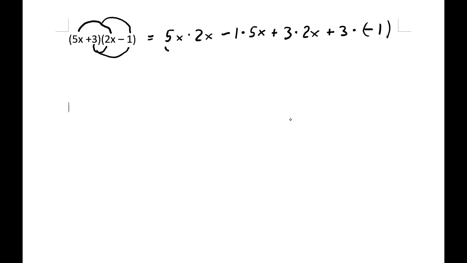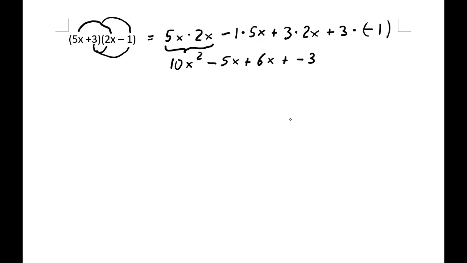So what is 5x times 2x? Well, we just simply multiply it. 5 times 2 gives us 10, and x times x gives us x squared. Now here we've got minus 5x, plus 3 times 2x, that gives us 6x, plus 3 times minus 1, so that would give us minus 3.